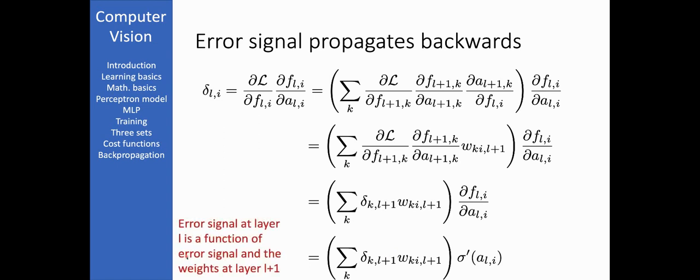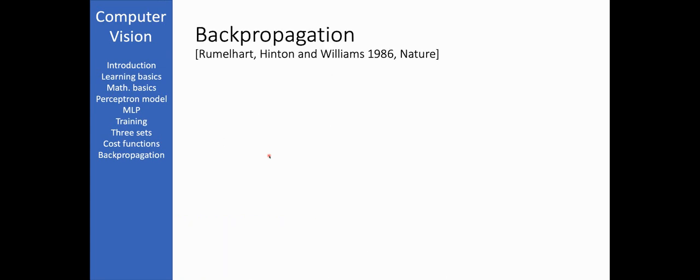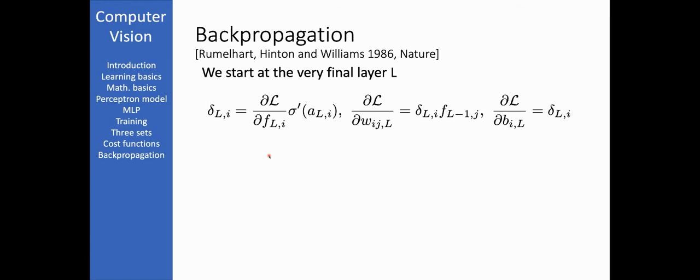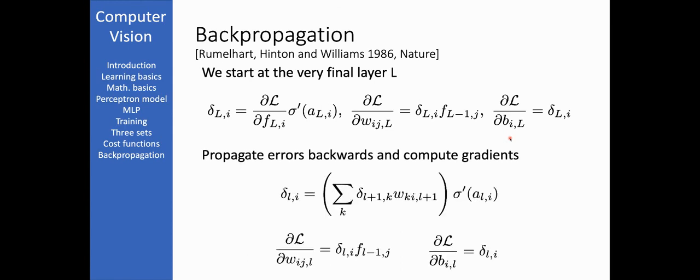So the error signal at layer L is actually a function of the error signal and the weights of layer L plus 1. And this observation gives rise to the algorithm called backpropagation, which is simply the implementation of the chain rule algorithmically. So we start at the very final layer L, and we compute the error signal and all the necessary gradients of the weights and the biases at that layer.